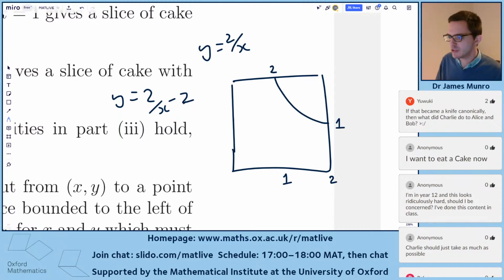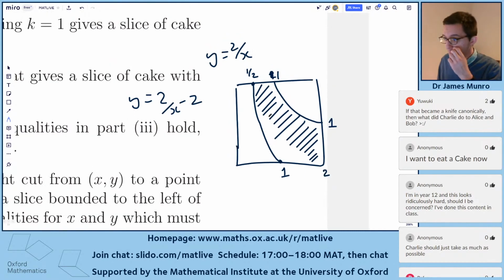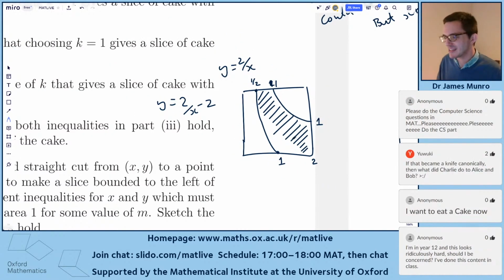And 2 over x minus 2, oh, right, that's 0 when x is 1. And it's 2 when x is something like 1/2, I think. Maybe 1? This is a 1 as well. It's just bad handwriting. Okay, so there's this region over here, which includes the middle of the cake, which Charlie was going for, where Charlie can get away with cutting the cake like this. Okay, that's my region.